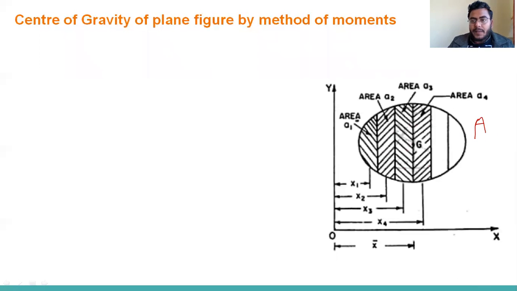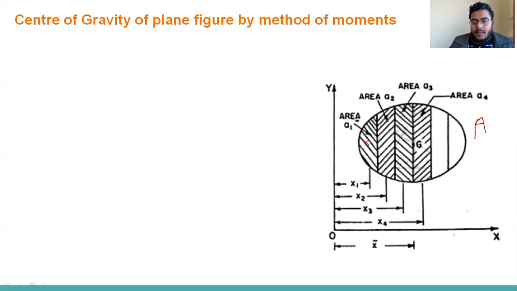The whole area we have to divide into a number of segments, and we will choose each segment in such a way that it has a well-known centroid. Like we choose segments like a rectangle. For a rectangle we know the centroid. For a triangle we know the centroid. For a circle we know the centroid. So for the first segment, the centroid is here.